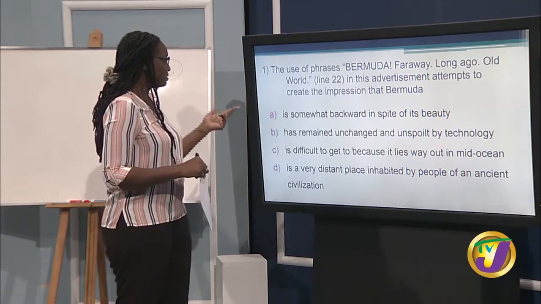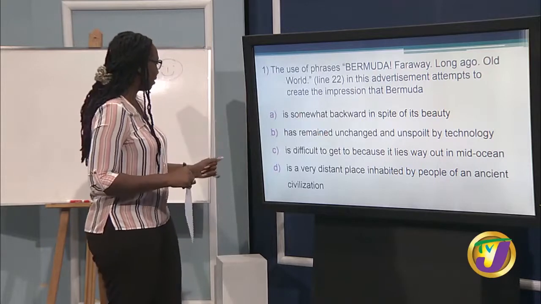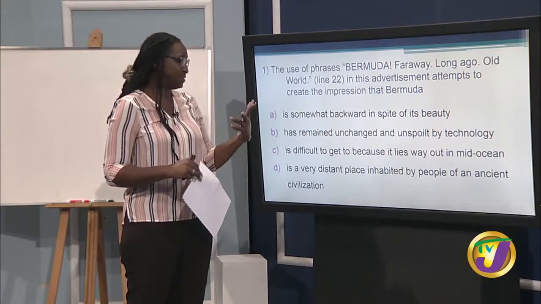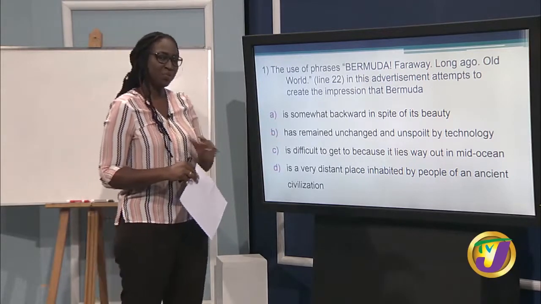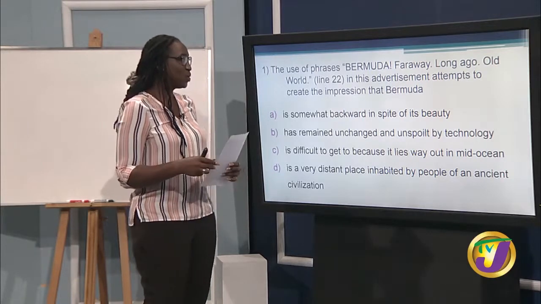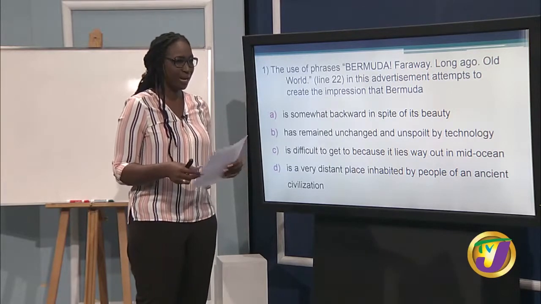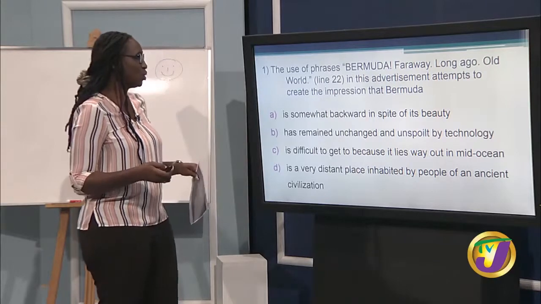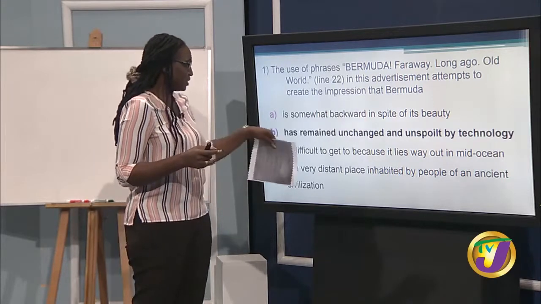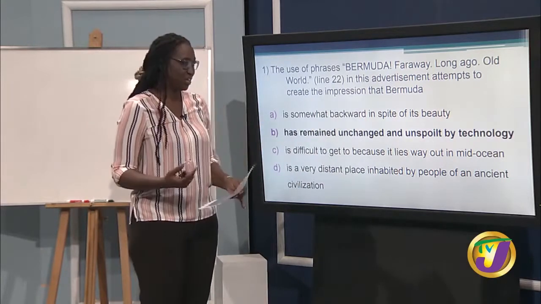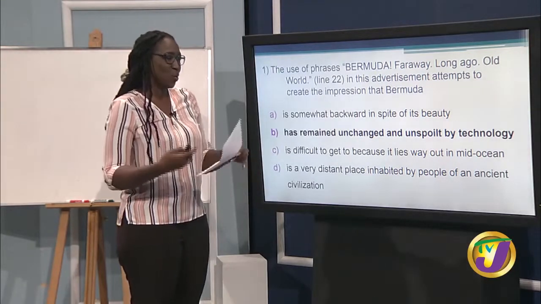The impression that it is difficult to get to because it lies way out in mid-ocean, not to be confused with the Bermuda Triangle, or the impression that it is a very distant place inhabited by people of an ancient civilization. So, based on the ad, what were these words encouraging you to see or do? Have an idea yet? Far away, long ago, old world. Don't be distracted by a particular answer there, because it is to show that Bermuda has remained unchanged and unspoilt by technology. So despite the advent of technology, it still has that old world charm.